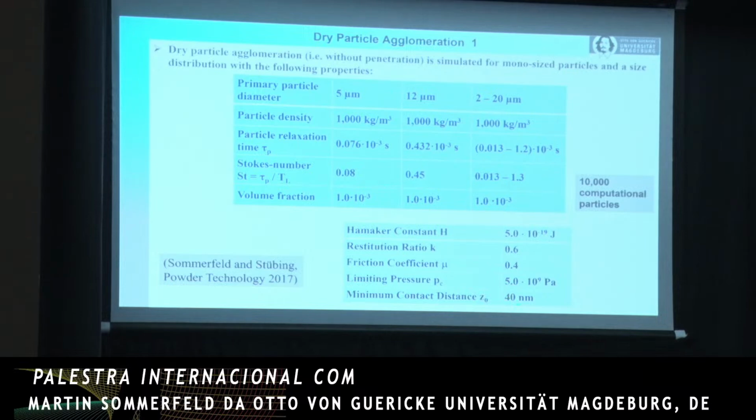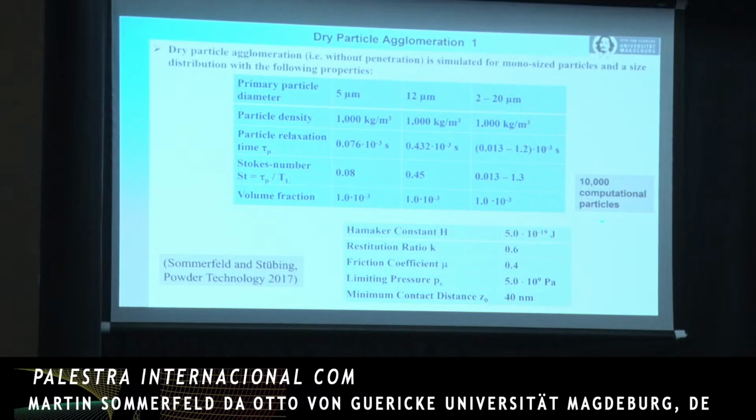For the angstrom, the distance is 14 nanometers. Then this is the limiting pressure, friction coefficient, restitution ratio, and how much of it. Of course, these parameters are material dependent. Also, you could use the JKR, more advanced JKR model, which includes Poisson ratio and other parameters.